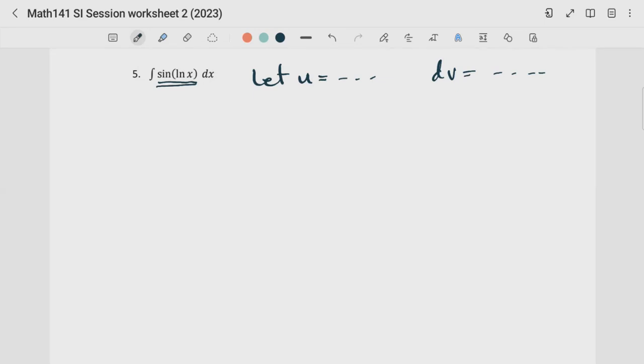Can we make u equal to ln x, because ln x is easier to differentiate than to integrate? Thank you. That's a very good proposition. So thank you for that. So we would let our u be equal to ln x, right? Easy function to differentiate. And therefore, that would mean that our dv now, right?